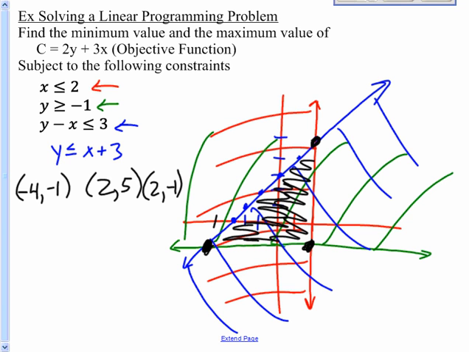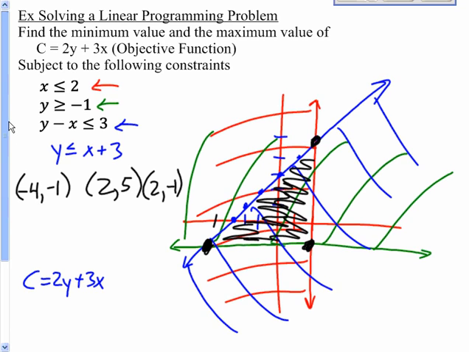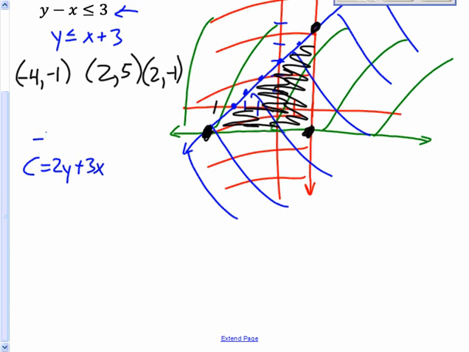You notice that this is a bounded region, so I'm going to have both a max and a min guaranteed. My objective function, c equals 2y plus 3x, I believe it was. Let me check that. Yep. Let me test that vertex first and see what I get. So I just plug in x and y.